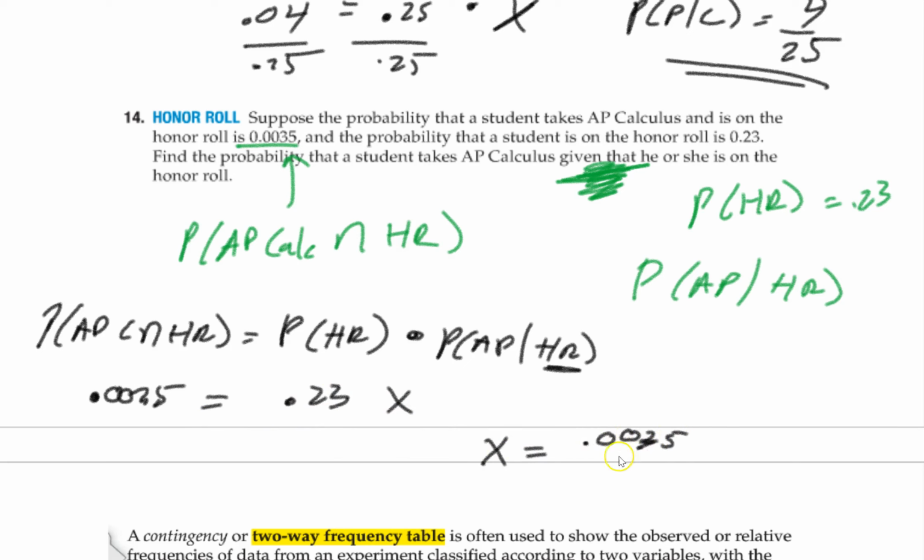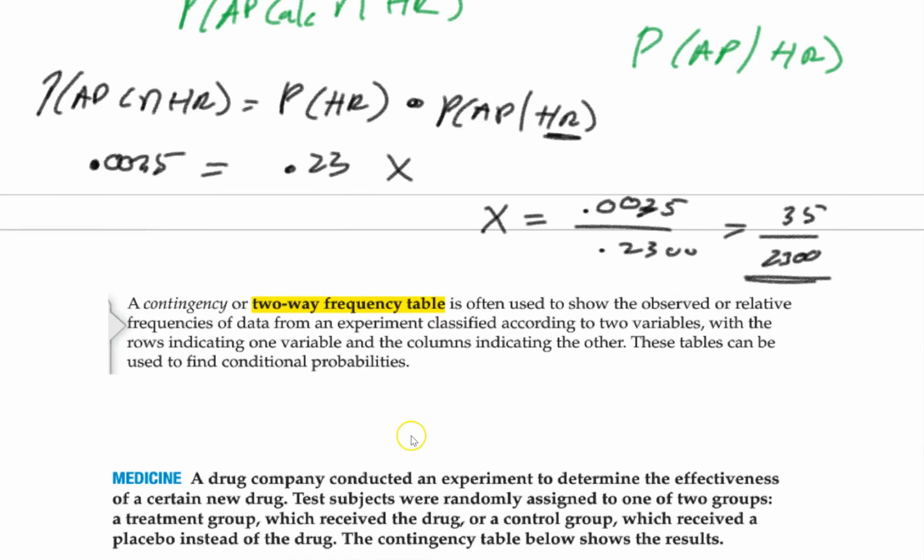0.0035 over 0.23. By the way, if you're trying to make this without decimals, you just move it over 4 spots. Move this over 4 spots, and you get 35 over, add a couple zeros, 2300. That's a really low number. I protest that. Anyway, that's how you do given that. And we'll do a little bit more in class, but that's the general idea of a given that problem.